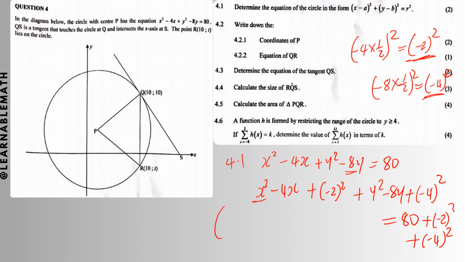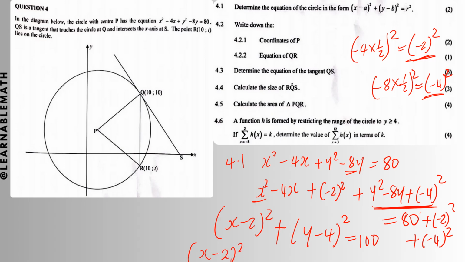Now you can see you can factorize. It's very simple. Just say (x minus 2) all squared, plus, when we come to the one for y, (y minus 4) all squared. Then we can punch the calculator for the right side: 80 plus minus 2 squared plus minus 4 squared. On the calculator, we are getting 100. So we can rewrite it in that format. You can see it clearly: (x minus 2) squared plus (y minus 4) squared is equal to what? 10 squared. So we have rewritten it in the format that they wanted.